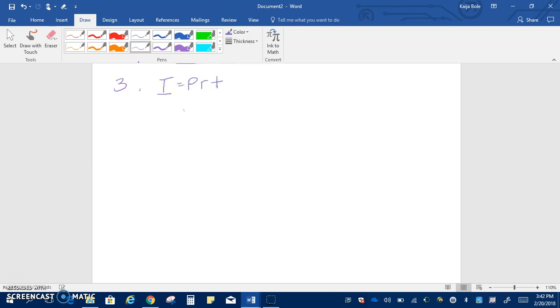So we know the investment was $450, that's our principal. We know the rate is going to be 0.065. Now we don't know the time, so I'm going to leave that T in, but she wants to earn $200 in interest, so that's what we're going to plug in for I. So now it's just solving an equation.